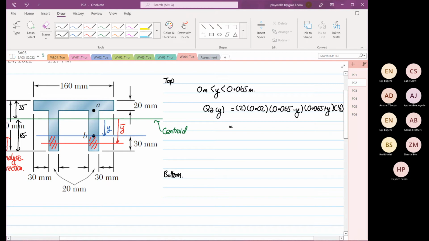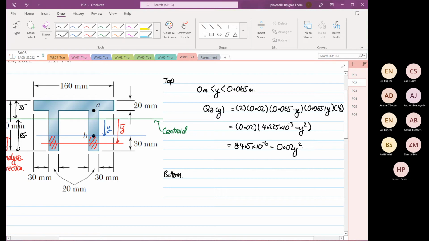Okay, so this you have 0.02, then 0.065 squared, which is equal to 4.225. And then you have minus y squared. So this will be equal to 84.5 times 10 to the power minus 6, minus 0.02 y squared.